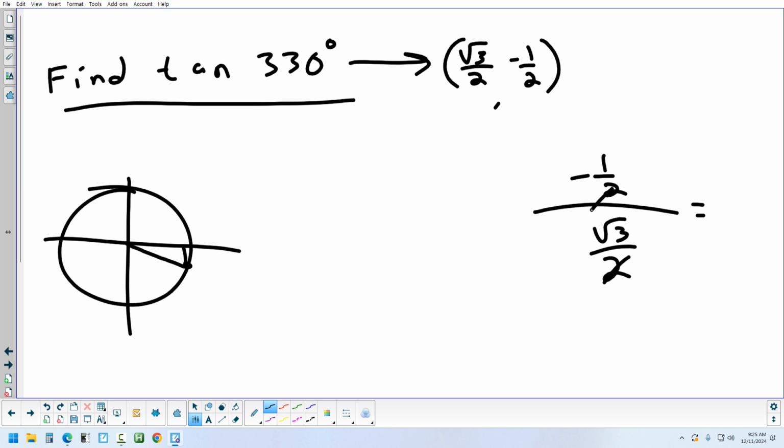Yep. Negative square root 3 over 3. Yep. Because it would be negative 1 over the square root of 3, and then you multiply top and bottom, and it's negative root 3 over 3.